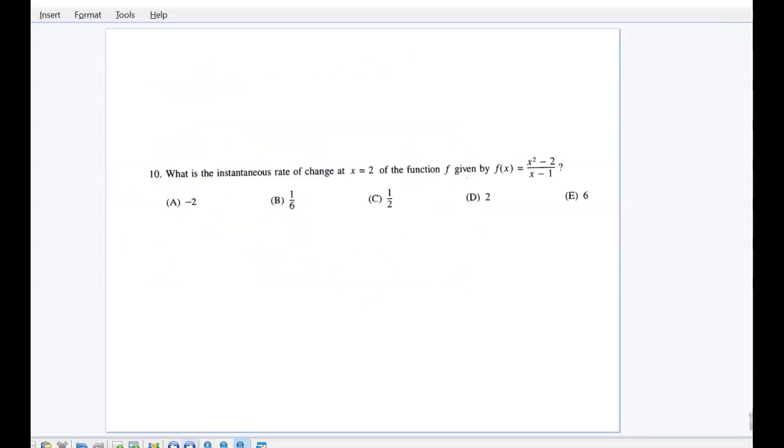Okay, another multiple choice question from an AP exam, and it says, what is the instantaneous rate of change at x equals 2 of the function given by f of x equals (x squared minus 2) over (x minus 1)? Again, they're just testing your knowledge that instantaneous rate of change means the derivative. So this is basically just asking us to find the derivative and evaluate it when x is 2. So again, I need to use the quotient rule.